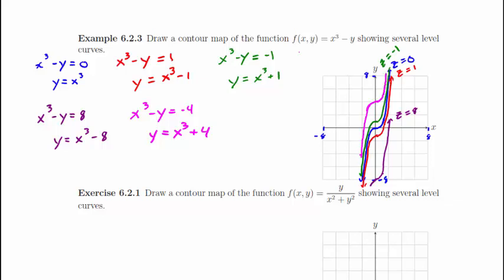I promise I'm a better artist than this when I am not on a Wacom tablet. I'm not doing my drawing on Wacom tablets generally.